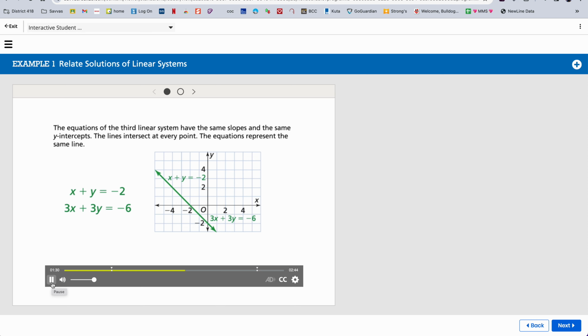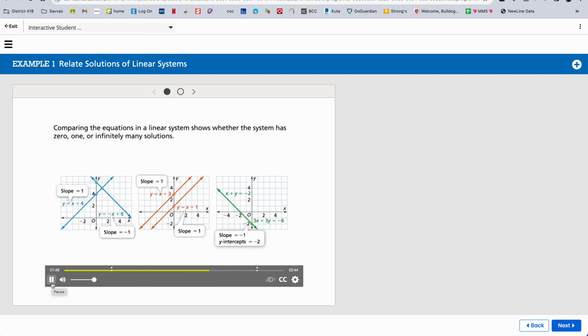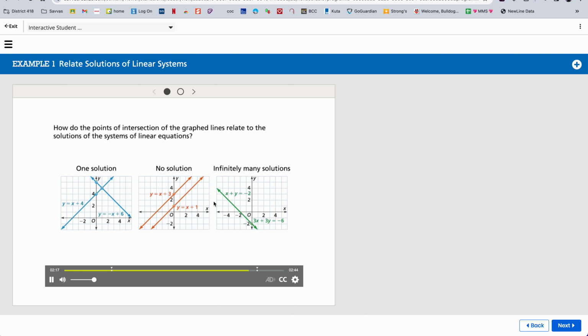The equations of the third linear system have the same slopes and the same y-intercepts. The lines intersect at every point. They're equivalent equations, so they are the same line. This system has infinitely many solutions. Comparing the equations in the linear system can show you whether the system has 0, 1, or infinitely many solutions. When equations in the linear system have different slopes, the system has one solution. When a linear system describes parallel lines, the system has no solution. When a linear system describes the same line, the system has infinitely many solutions. How do the points of intersection of the graphed lines relate to the solutions of the systems of linear equations?